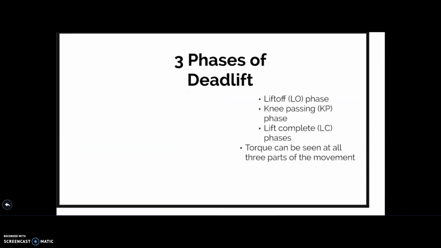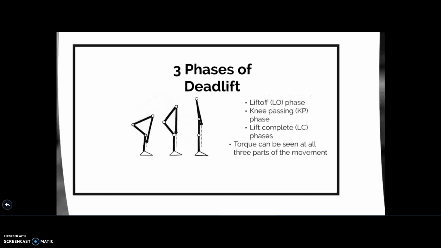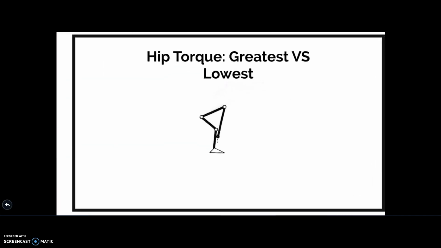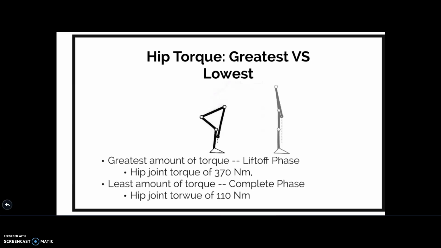Torque can be seen at all three phases of the deadlift: the lift-off phase, the knee passing phase, and the lift complete phase. Thompson et al. found that the greatest amount of torque produced in the deadlift was during the lift-off phase, and the least amount was produced in the lift complete phase.